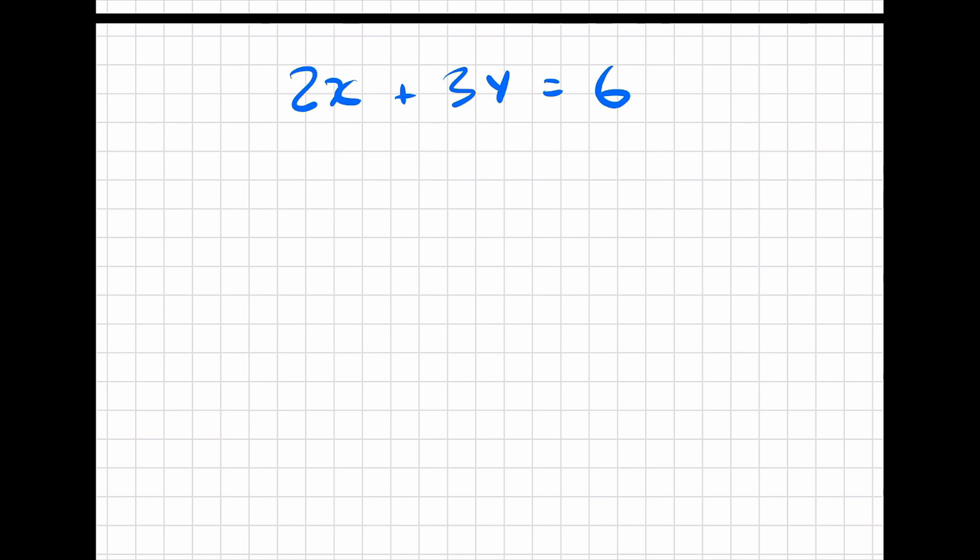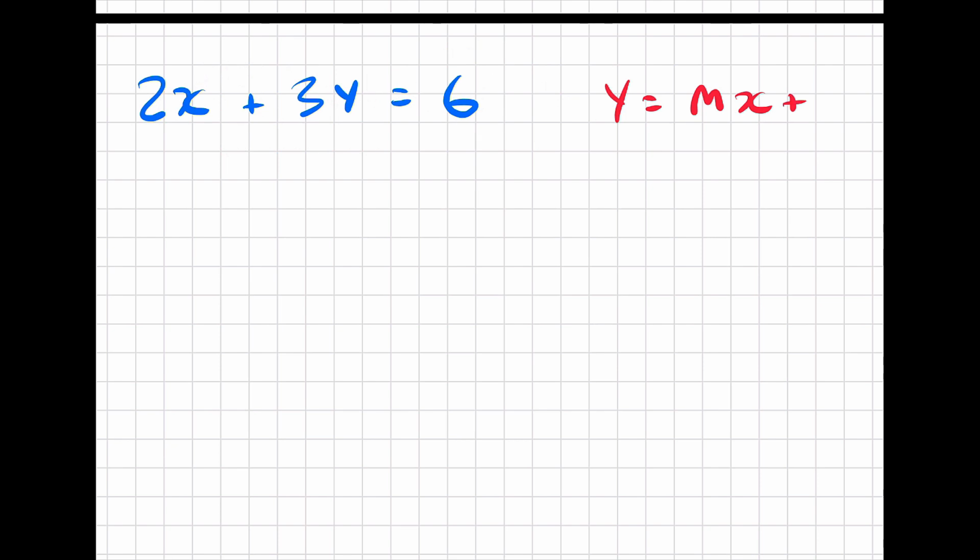Now remember, what we want to do is take that and put it into the slope-intercept form, which is y equals mx plus b. So we want to make y the subject of this equation, which means y needs to stay right there, the 2x needs to move to the right side of the equal sign, and the 3 also needs to go.